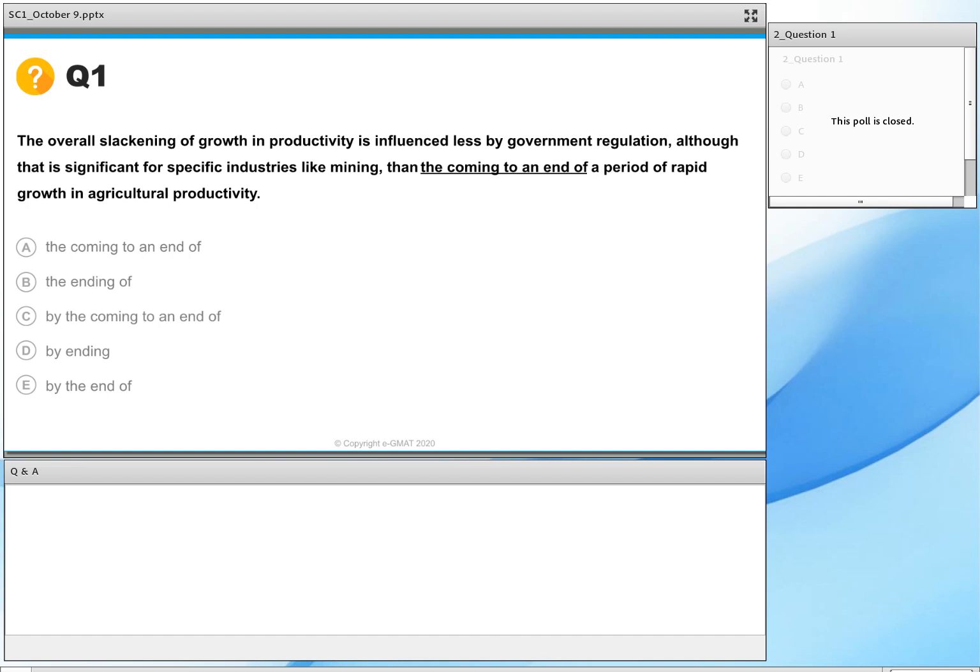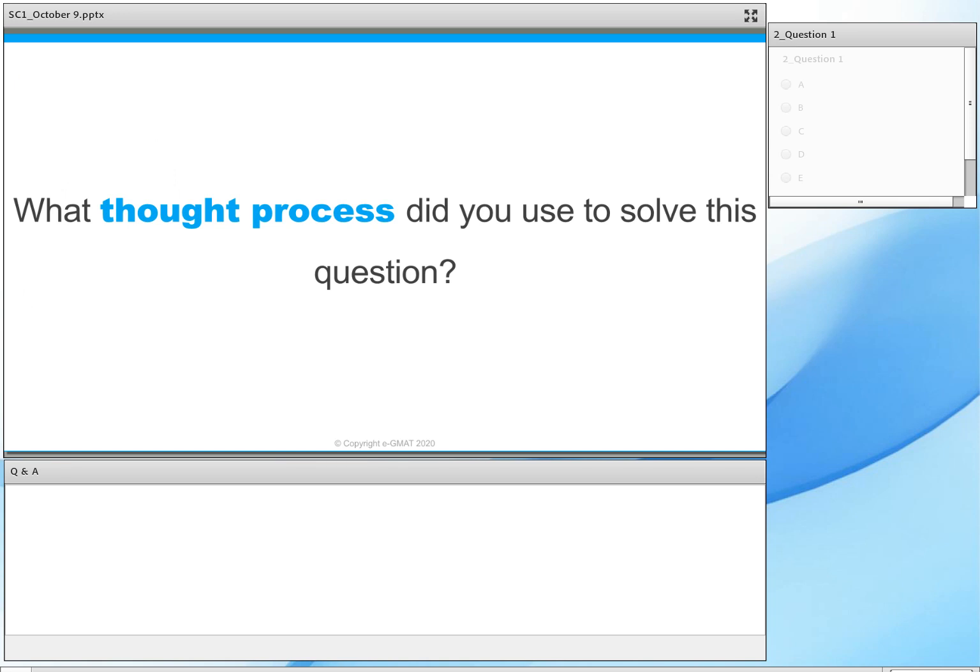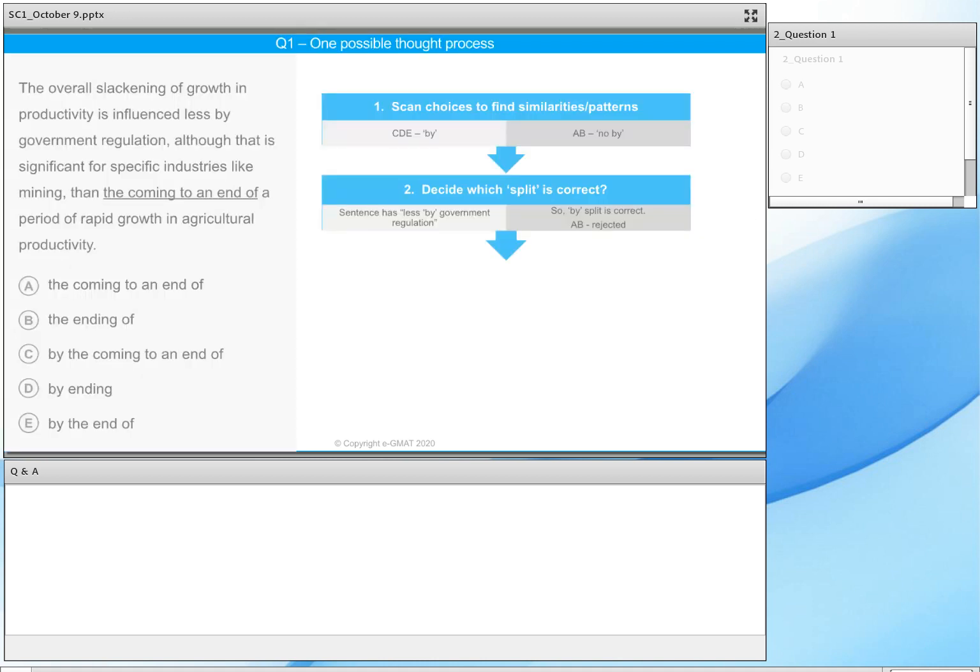All right, okay. So let's take a look at this question, and talk about the approach that students generally take when they solve it. They read the question, then focus on the underlined portion of the sentence. It says, than the coming to an end of a period of rapid growth. Then they go back in the sentence and see that we have less X than Y. That idiom has been used for comparison in the sentence. Less is followed by a by, but than is not followed by a by. So the parallelism violation is there.